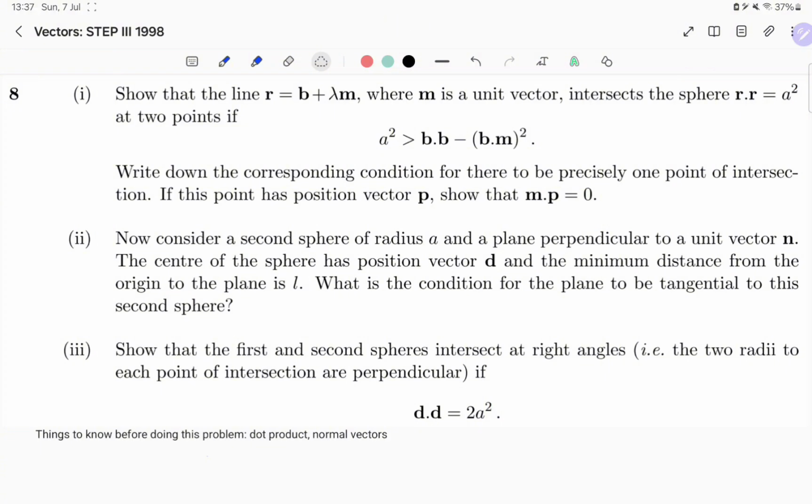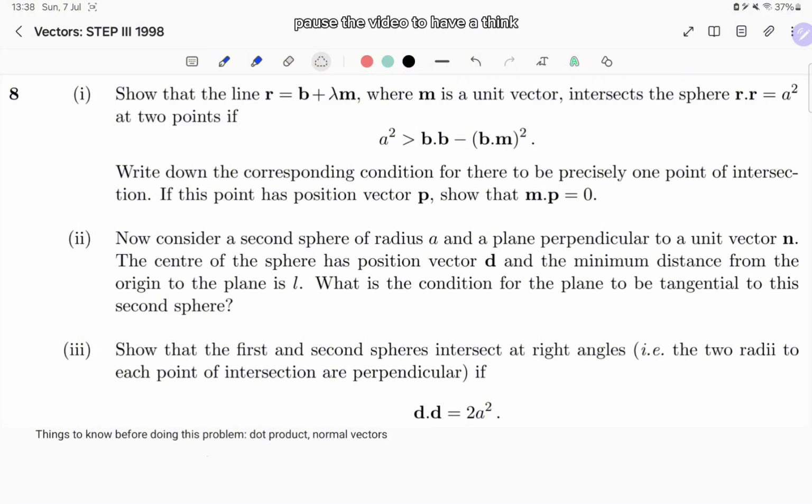Part 2. Now consider a second sphere of radius a and a plane perpendicular to a unit vector n. The centre of the sphere has position vector d, and the minimum distance from the origin to the plane is L. What is the condition for the plane to be tangential to this second sphere? Part 3. Show that the first and second spheres intersect at right angles, i.e. the two radii to each point of intersection are perpendicular, if d · d = 2a².